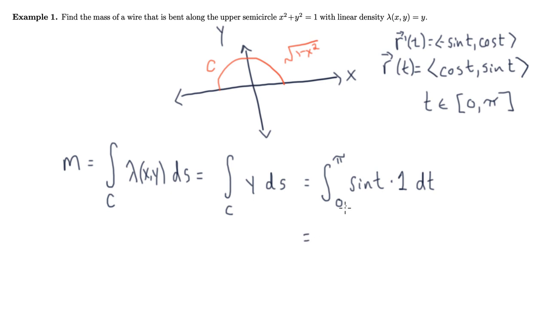Okay, well this is great. So we just take an antiderivative. That's going to be minus cosine t. And then we evaluate from 0 to pi. And this is something I think we've done plenty of times before. We're going to get 2. So the mass of this wire is 2.